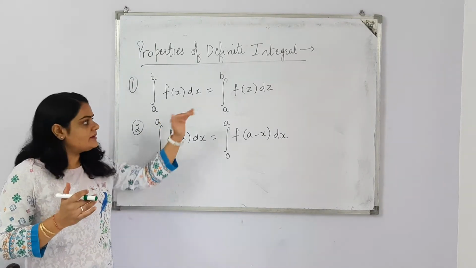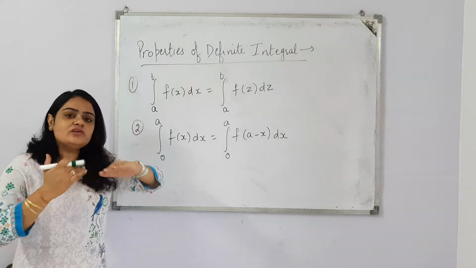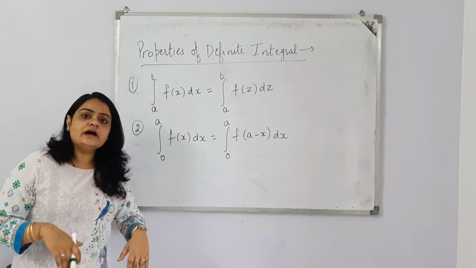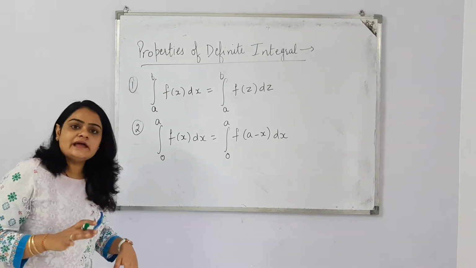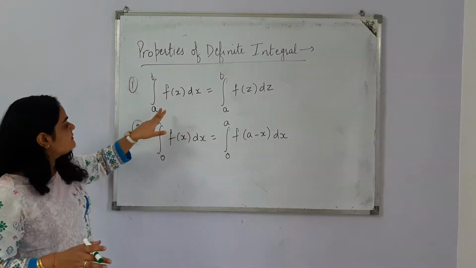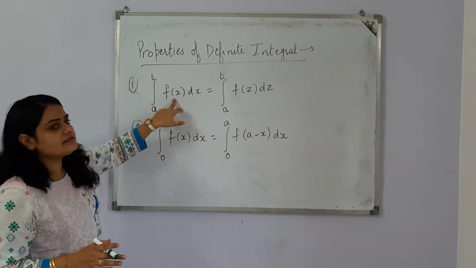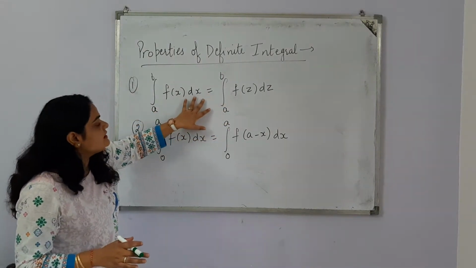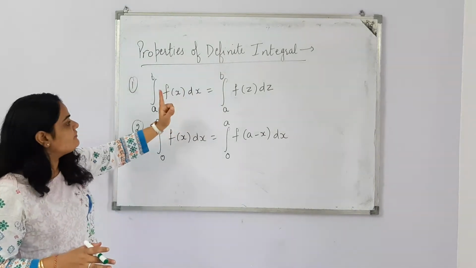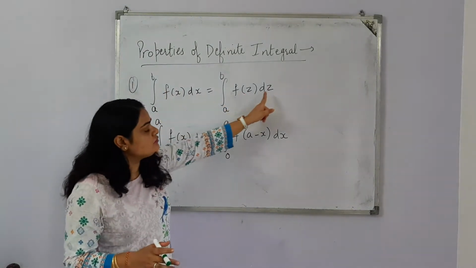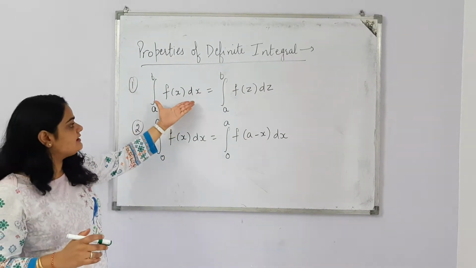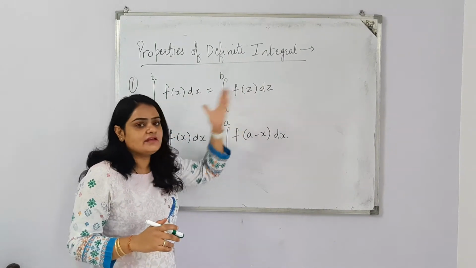That means if I attempt one property, then we'll do some questions related to that property, then we'll do another property. So we'll do it like this. The very first property is integral from a to b of f of x dx. We are just integrating with respect to x, and if we change the variable x into z, then of course the integral's value will be the same.